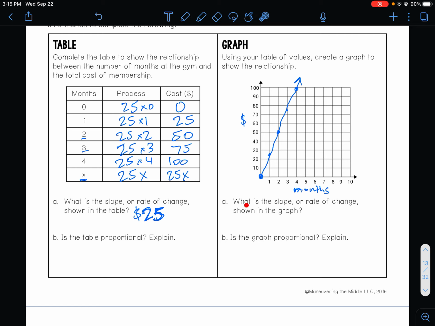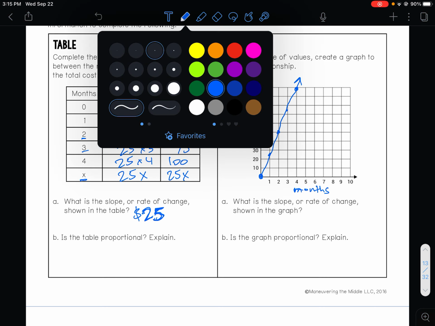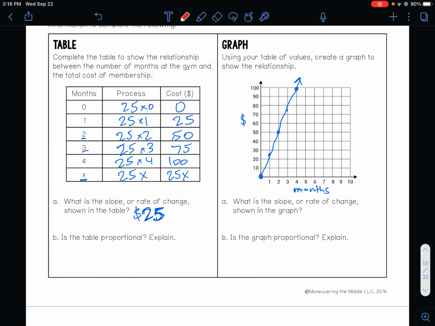Looks like I skipped the first question. What is the slope or rate of change shown in the graph? Well, if you remember, we could take the points, this one, and let's do this one because it runs through a corner, and we do rise over run. Our rise is, it's not 5, it's 50, and our run is 2. So it's 50 over 2, which is just 25, right? And isn't that the same as the table? It is. Look at that.